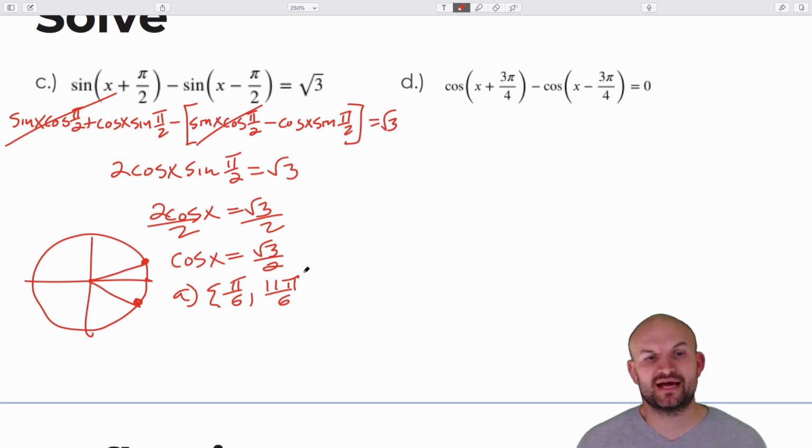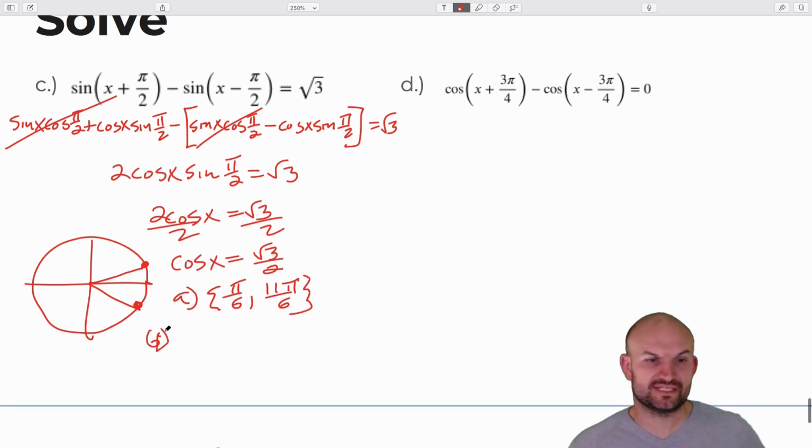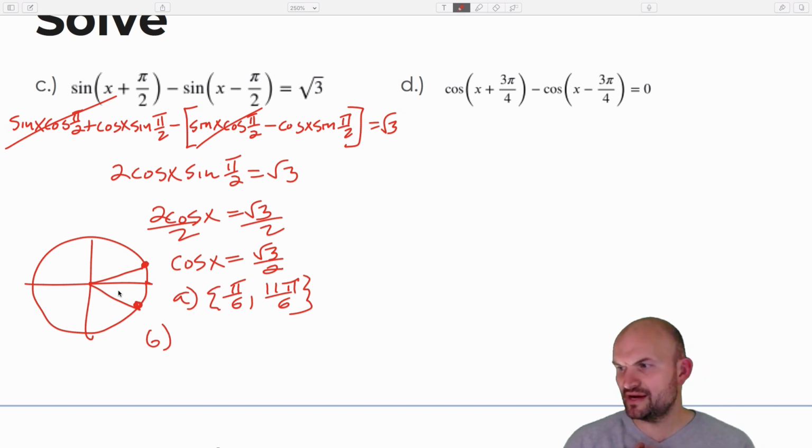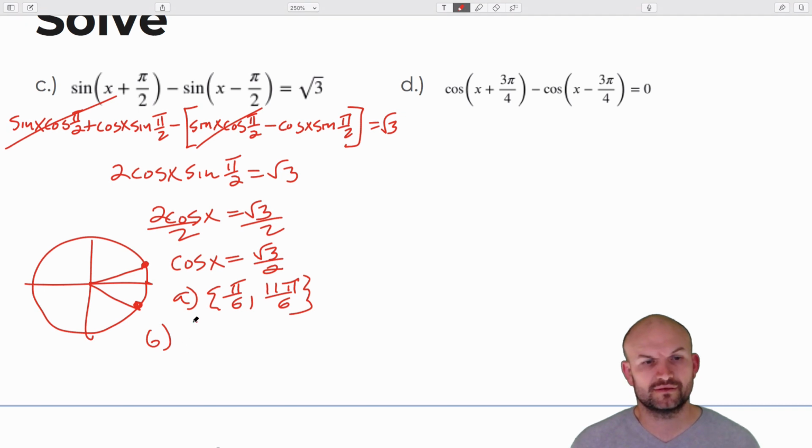And we notice that they do not have any relationship, like they're not equidistant from each other. So therefore, these two angles are going to be pi over 6 and 11 pi over 6. And so therefore, all the solutions are just going to be pi over 6 plus 2 pi n and 11 pi over 6 plus 2 pi n.